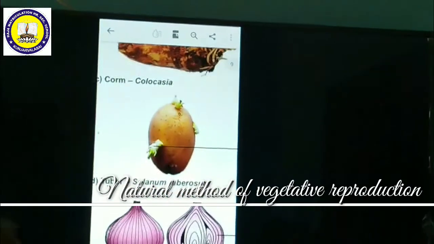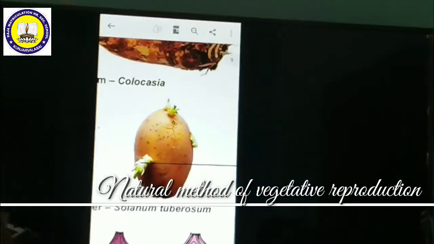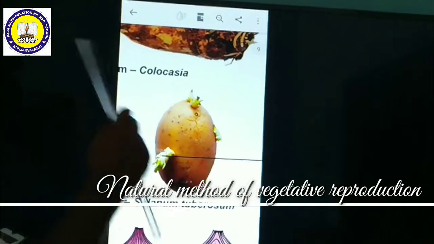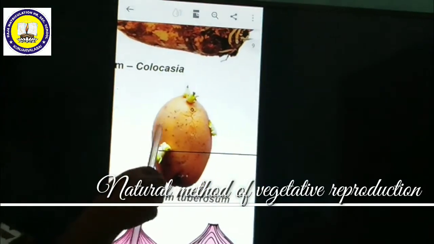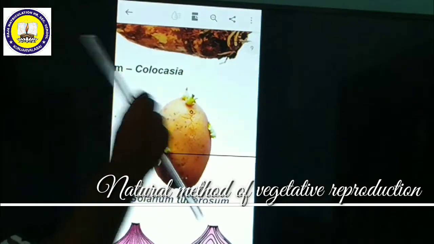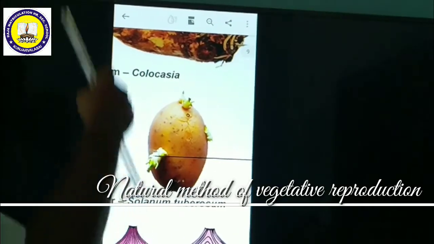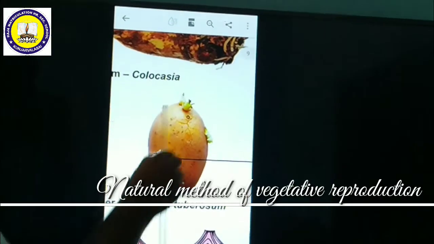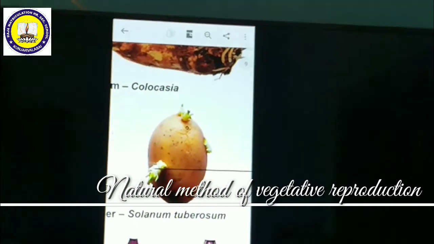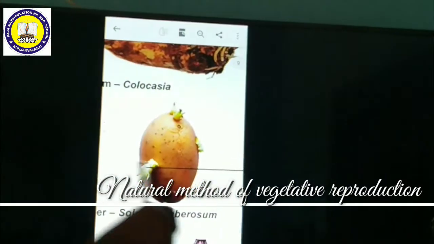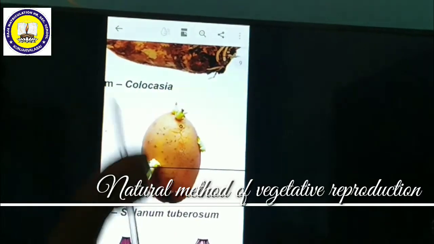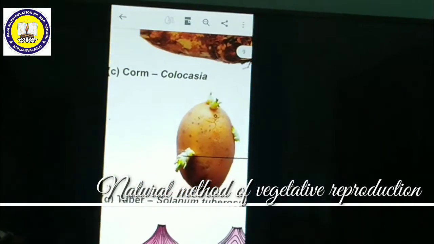Next one is tuber. You might have seen potato. If you see the potato, suppose the lower end of the potato has a lot of eye spots. From the eye spots, a lot of buds may arise. So the eye spots have buds. These buds can develop into new plants. You can cut off each part with buds from the potato tuber and keep it on the soil, and it can develop into a new plant. So this is also vegetative reproduction by tuber.